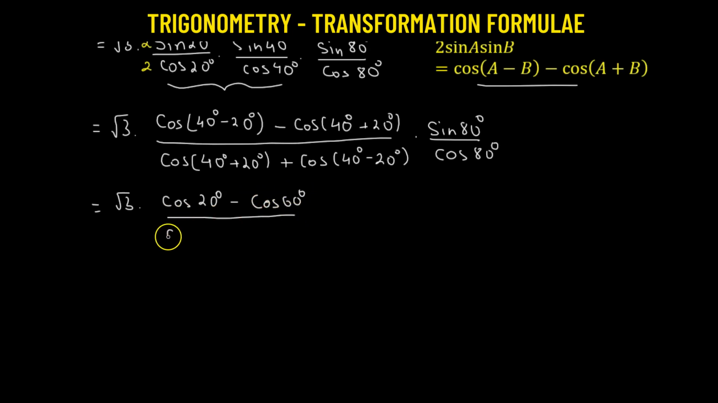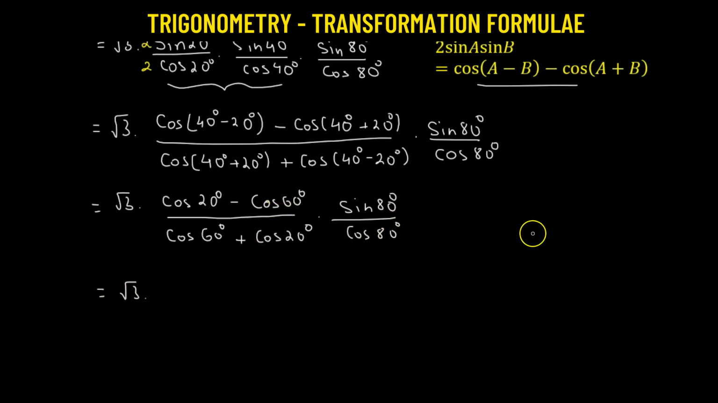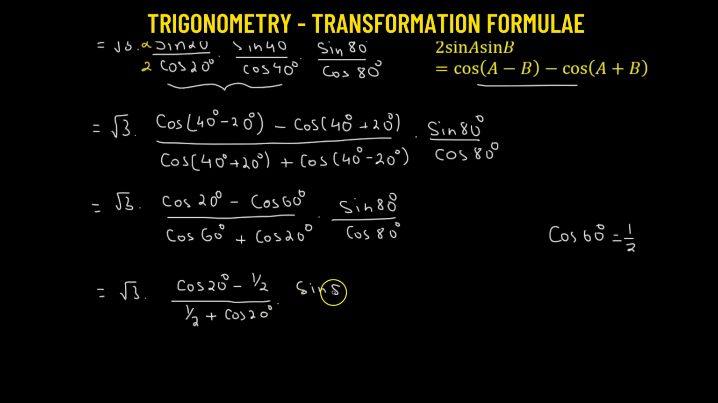Divided by, in the denominator, we have cosine of 40 plus 20, so that's going to be 60 degrees, plus cosine of 40 minus 20, so that's cosine of 20 degrees, multiplied by sine 80 degrees, divided by cosine of 80 degrees. Okay, so this will be equal to square root of 3 times, now we know the standard value of cosine 60 degrees, that's equal to 1/2. So we'll substitute it here. We get cosine of 20 degrees minus half, divided by half plus cosine of 20 degrees, multiplied by sine 80 degrees, divided by cosine of 80 degrees.